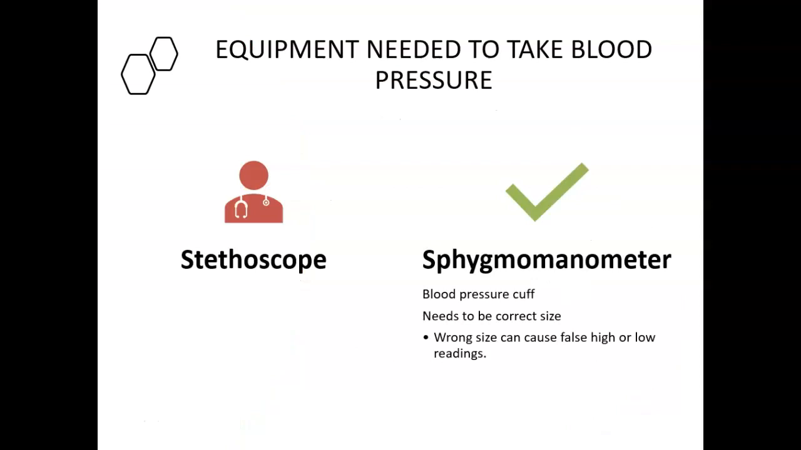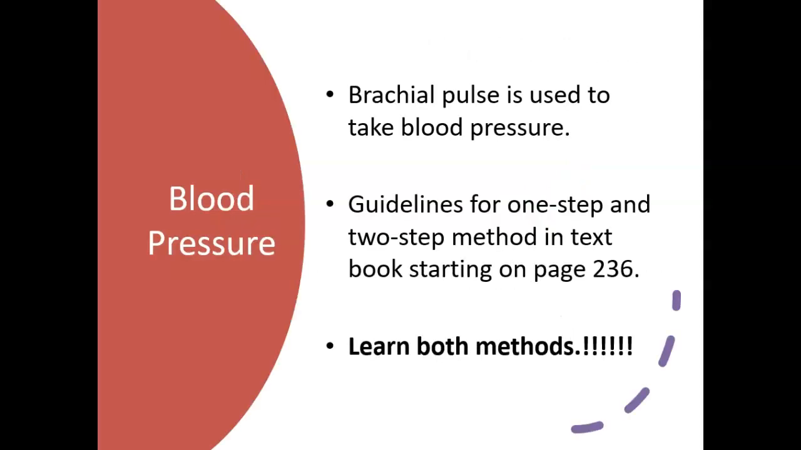Equipment needed to take a blood pressure. You need a stethoscope, and you need a sphygmomanometer, which is the blood pressure cuff. It needs to be the correct size. The wrong size can lead to false high or low results. And in a different video, when I'm doing more of the procedure instead of just the facts of blood pressure, I will tell you more about that. Brachial pulse is used to take the blood pressure. Guidelines for one-step and two-step method are in the textbook, starting on page 236. You need to learn both methods.